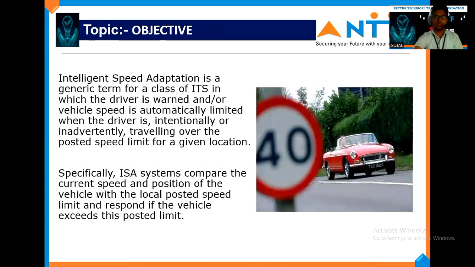This is a generic term for a class of ITS in which the driver is warned, or the vehicle speed is automatically limited, when the driver is intentionally or inadvertently traveling over the posted speed limit for the given location. This is done with the help of a GPS satellite tracker. Specifically, the ISA system compares the current speed and position of the vehicle with the local posted speed limit and responds when the vehicle exceeds the posted limit.